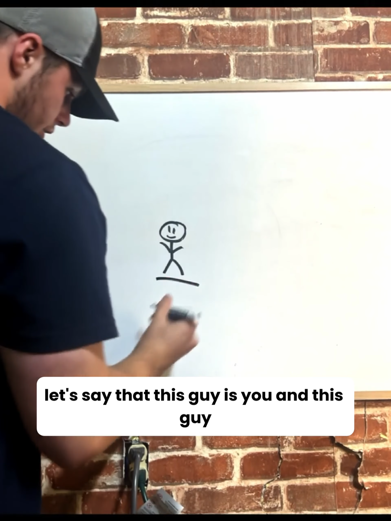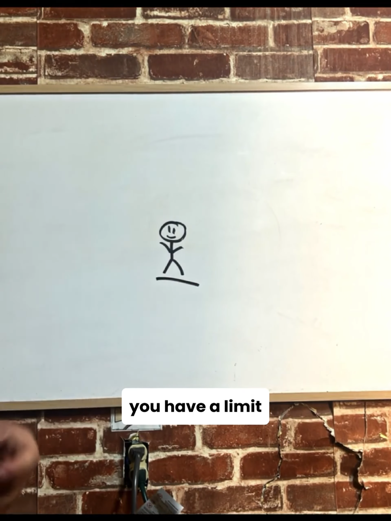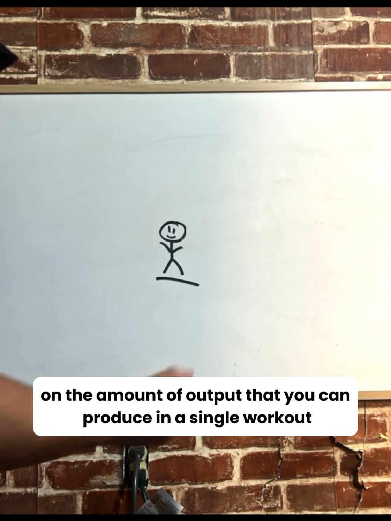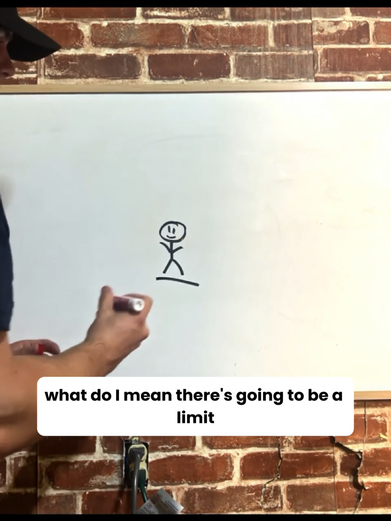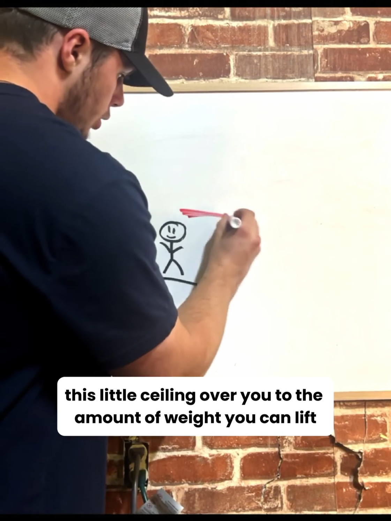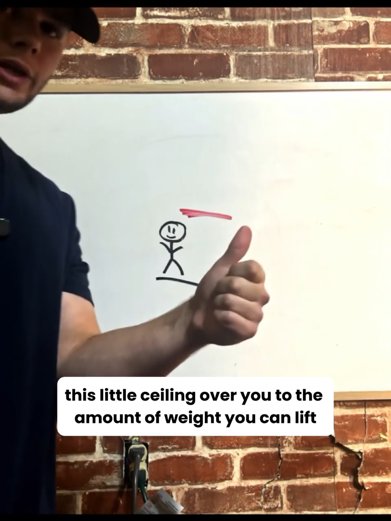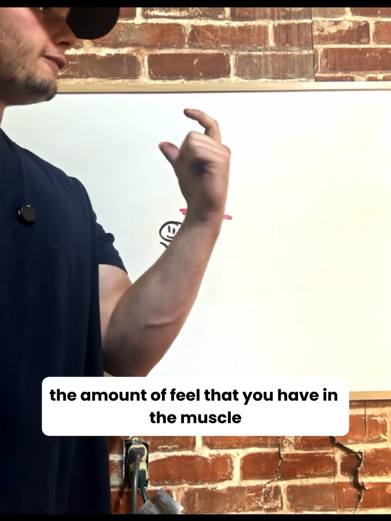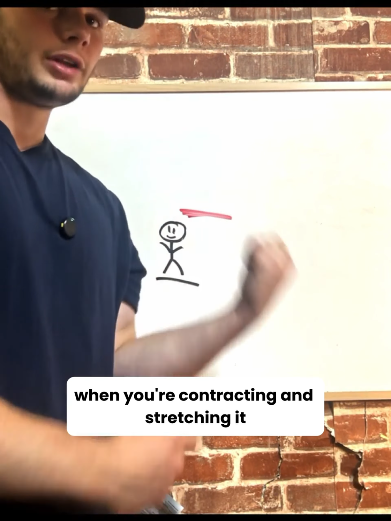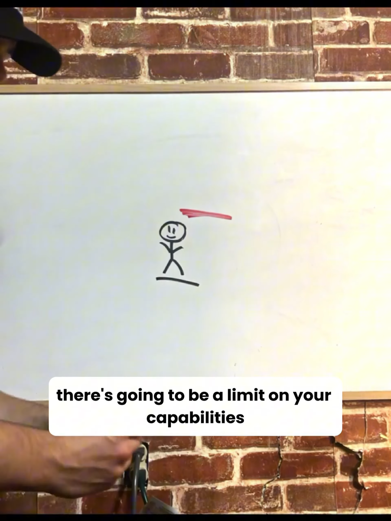Let's say that this guy is you, and you have a limit on the amount of output that you can produce in a single workout. What do I mean? There's going to be a limit, this little ceiling over you, to the amount of weight you can lift, the amount of reps you can do with every weight, and the amount of feel that you have in the muscle when you're contracting and stretching it. There's going to be a limit on your capabilities.